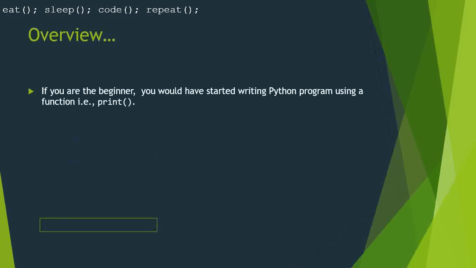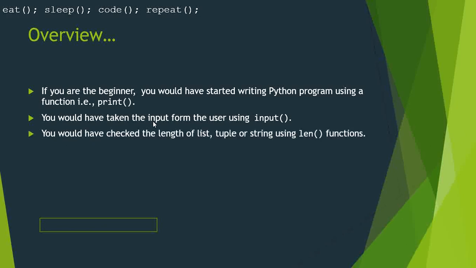So, if you are a beginner, you would remember you have written your first program of printing hello world, and there you have used the print thing. That print thing that you have used is nothing but a function. So if you're a beginner, you would have started writing your program by using a function, the print function. Similarly, when you take input from a user, a name from a user, then also we use a function, that is input.